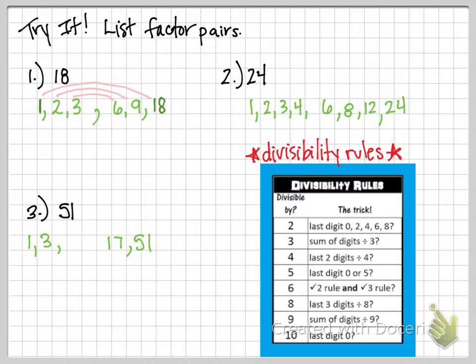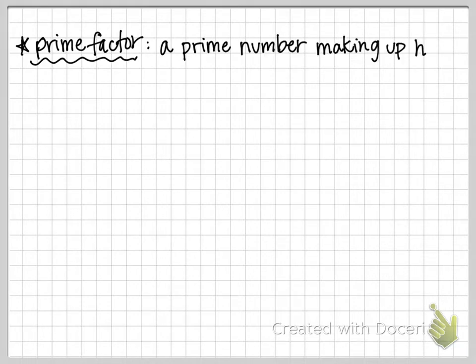Okay, 9 is another one where you add the digits. So 5 plus 1 is 6. Is 6 divisible by 9? No. So 51 is not divisible by 9. And then 10, it has to end in a 0. So our factor pairs are just these. It doesn't have a ton. But going through your divisibility rules, make sure you don't miss anything. Okay? All right.